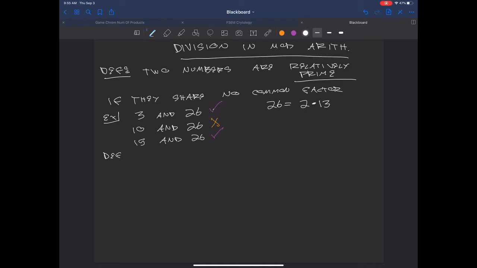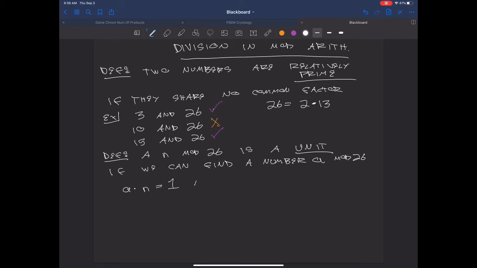Now we're going to get into the real meat of division. A number n mod 26, so one of those numbers 0 up to 25, we call that a unit, kind of a strange word, if we can find a number a mod 26, another number between 0 and 25, such that a times n is equal to 1 mod 26. So a number n is called a unit if there's something I can multiply by it so that I end up getting 1.